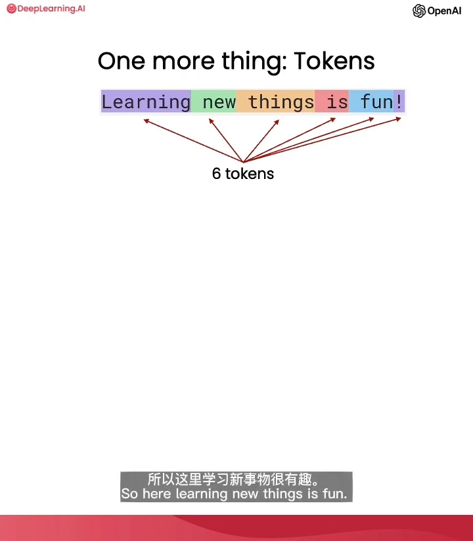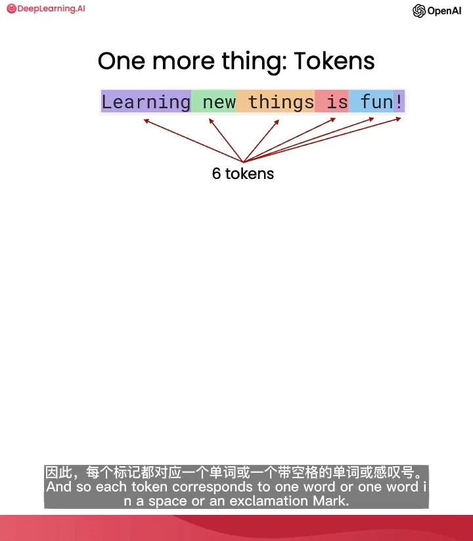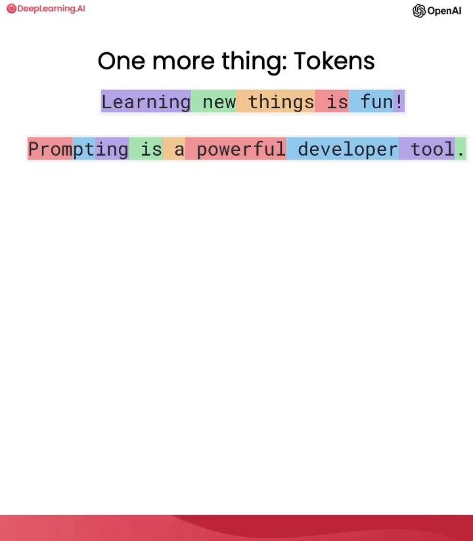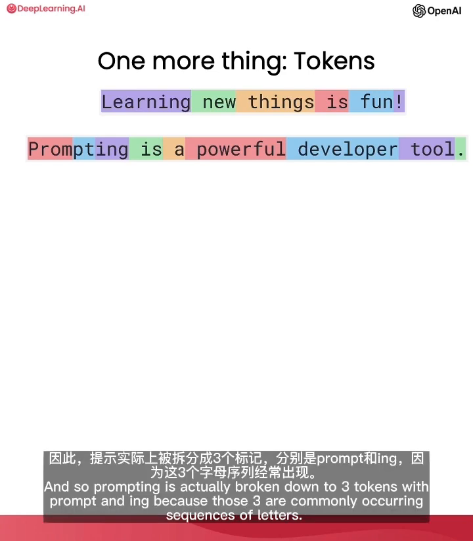So here, learning new things is fun. Each of them is a fairly common word, and so each token corresponds to one word, or one word with a space, or an exclamation mark. But if you were to give it input with somewhat less frequently used words, like prompting is a powerful developer tool, the word prompting is still not that common in the English language, but certainly gaining in popularity. And so prompting is actually broken down into 3 tokens, with prompt and ing.